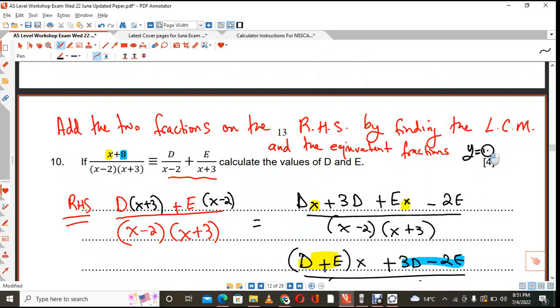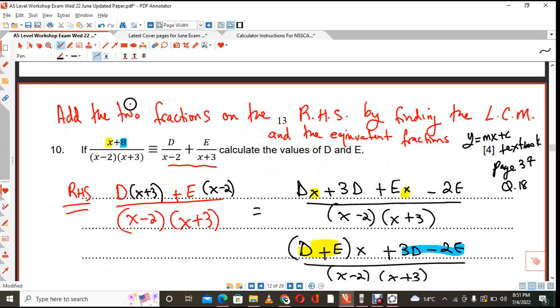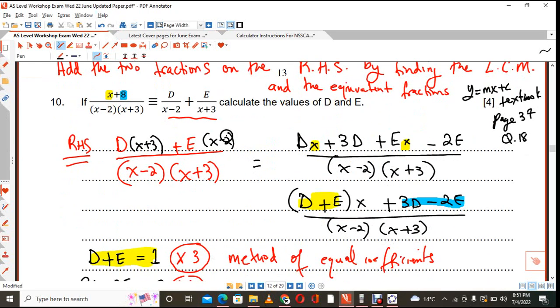Yeah, y equals mx plus c. You find a similar or exactly the same question, just different letters there. Look on page 37, okay, and look at question 18. Right, so what I did is when I set up this paper, I took some of the questions from your textbook so that you can also see the work that you have done and if you can still remember them and things like that. Okay.